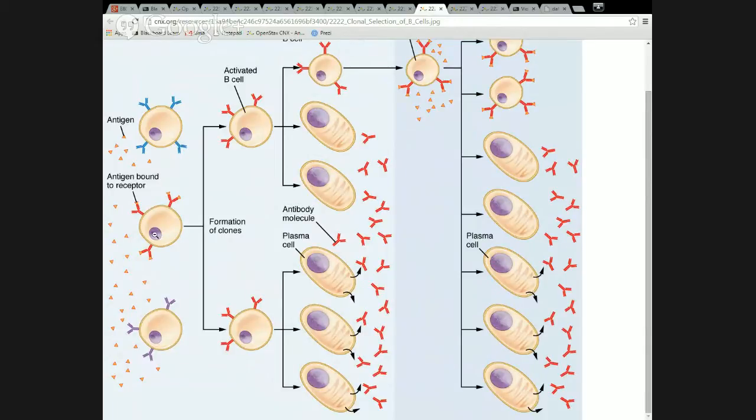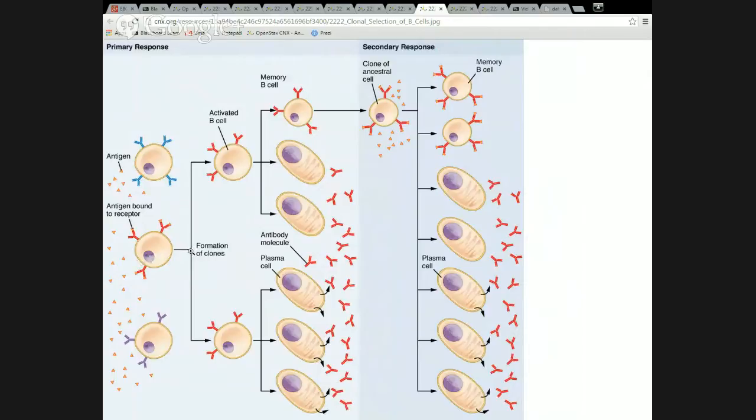So only this one that's activated will make clones of itself, and those clones are going to make more of the same antibody, and it'll differentiate into memory B cells and what we call plasma cells, which are the mature final form of B cells. Plasma cells look different in this picture because this squiggly part in the cell represents the rough endoplasmic reticulum and Golgi apparatus, which is necessary for secreting proteins.